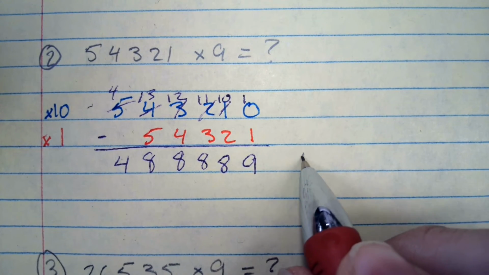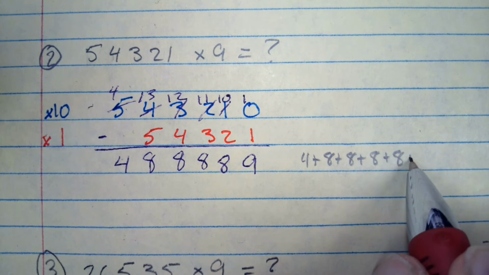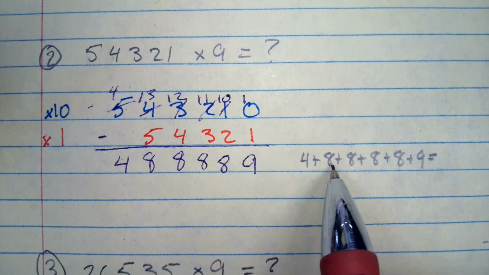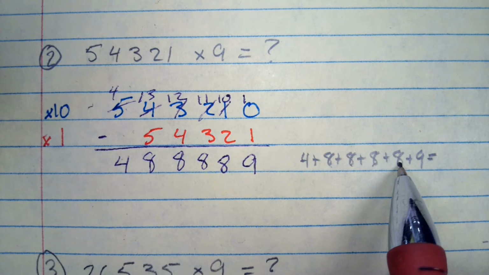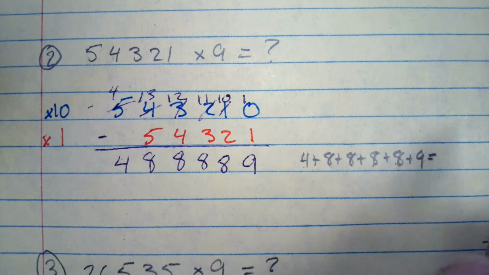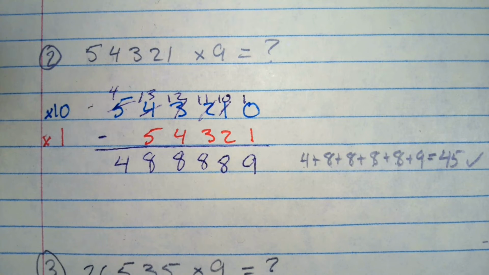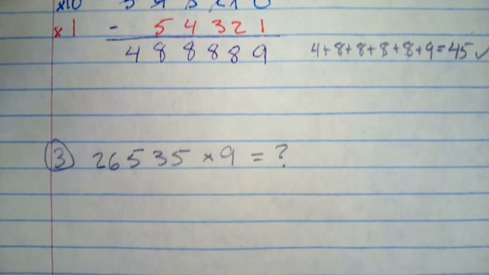But I could also check 4 plus 8 plus 8 plus, that's a lot of 8s. If I take and add those up, I find 8, 16, 24, 32 plus 4. So 32 plus 4 is 36. 36 plus 9 gives me 45. And that means it's divisible by 9. So at the very least, I know that my answer is divisible by 9. You can double check that it is in fact correct.